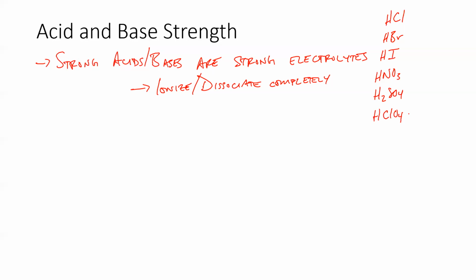And then the strong bases are mostly the hydroxides of the alkali metals. And so lithium hydroxide, sodium hydroxide, potassium hydroxide, rubidium hydroxide, cesium hydroxide. Barium hydroxide is sometimes included on this list too, even though he's an alkaline earth rather than an alkali metal. I'm not going to include him.